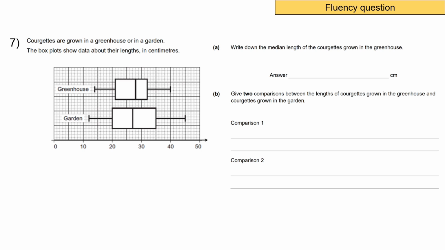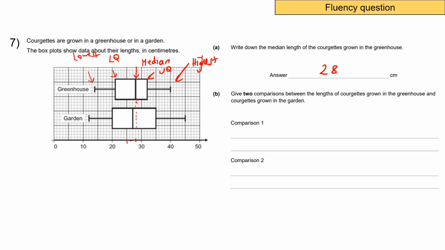So we go to greenhouse, we go to median, which is this section here. This is median, this is upper quartile, this is lower quartile, this is the lowest point, and this is the highest point. Okay, now the median is going to be here, greenhouse, we go down, it's there, we've got 25, 26, 27, 28.